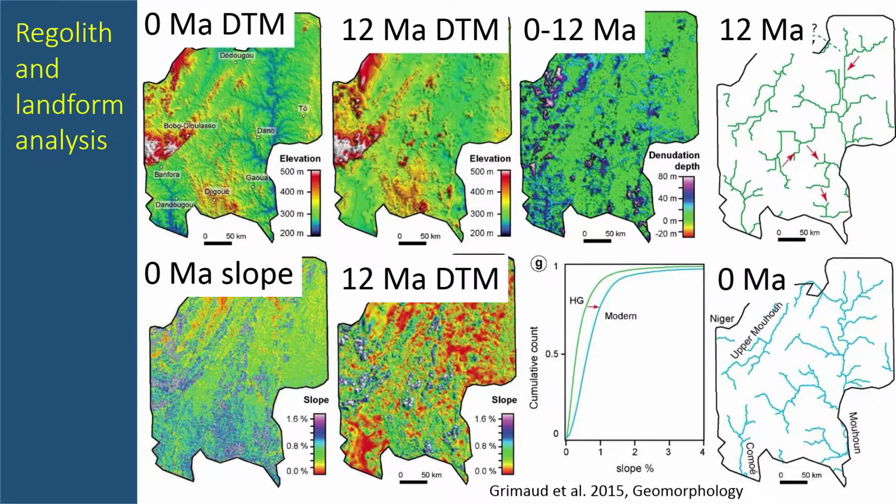As I said, we'll start at the top, looking at the regolith. This is the work of Jean-Louis Grimaud from Toulouse, who's taken the current digital terrain model, calculated the digital terrain model for 12 million years ago based on paleo-laterite surfaces. And from that, you can calculate how much erosion there's been, what the paleo drainage was, and what the paleo slopes were, which of course is a very useful tool when you're trying to understand the soil geochemistry in your region.